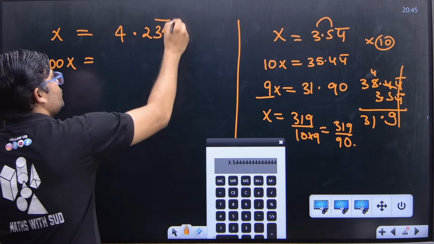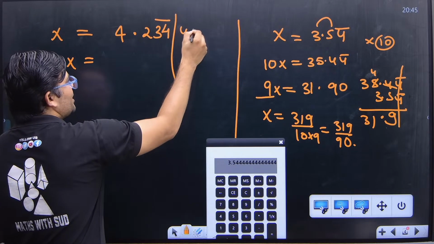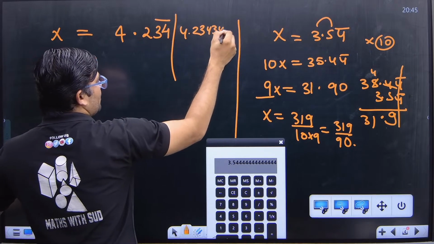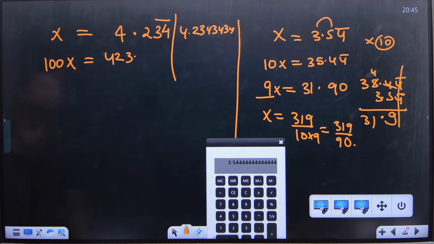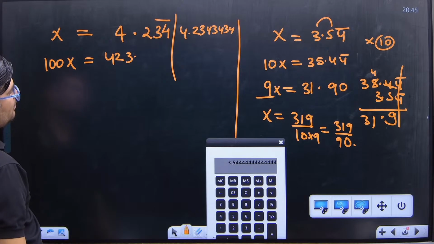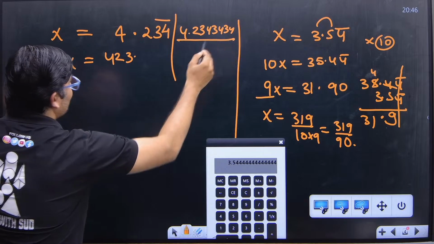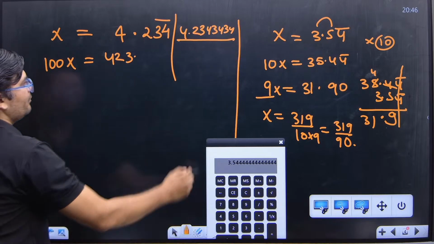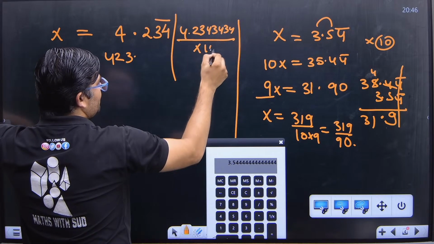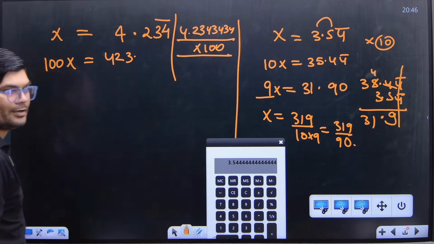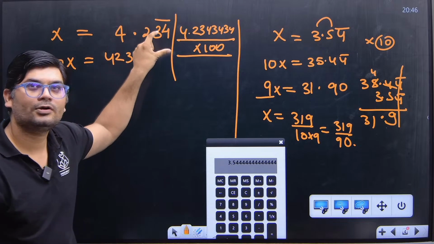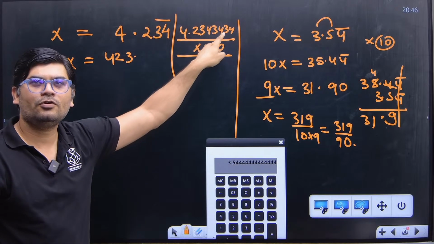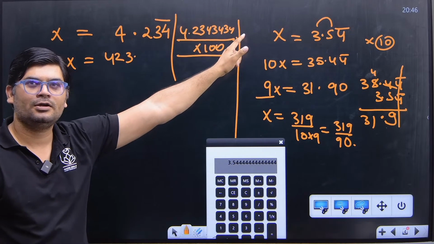If you are getting confused, please expand this number properly. 423 point? No, that's why I told you to expand the number properly and then tell me. You have to expand it to 4 decimal places or 6 decimal places. Multiply this by 100. I have expanded this number, 2343434, like this.